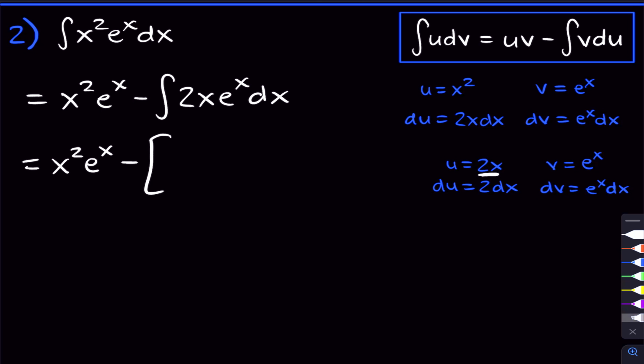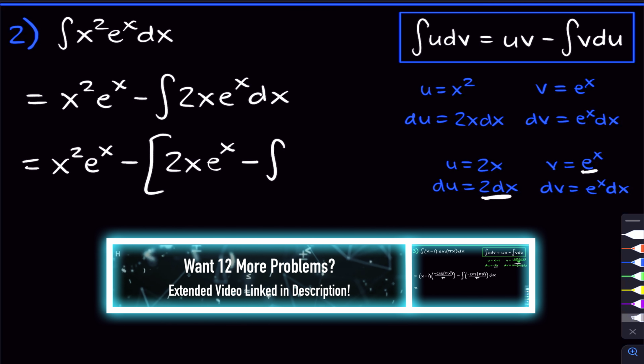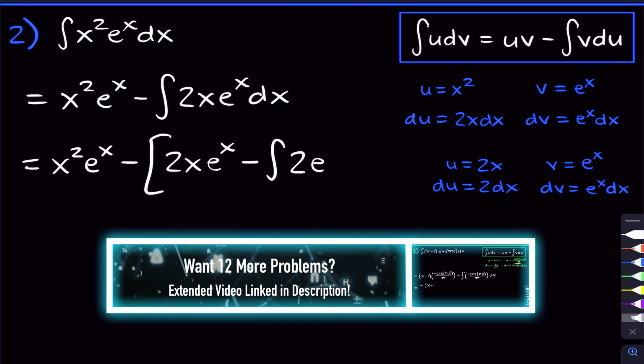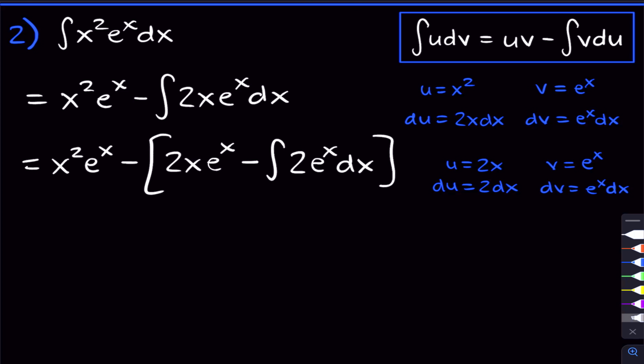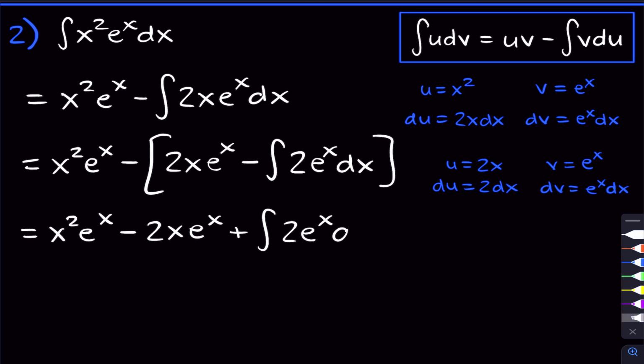And that's going to equal u times v, which is 2x times e to the x, minus the integral of v du, and that is e to the x times 2 dx. And I'll write that as 2 e to the x dx. Okay, cool. So if we first distribute through this negative, because I don't like seeing these brackets here, we get x squared e to the x minus 2x e to the x. And then distributing the negative through to this integral here, that'll become positive. So we get plus the integral of 2 e to the x dx.